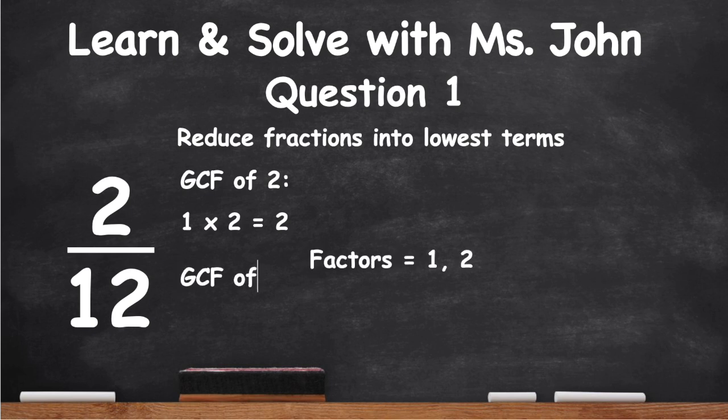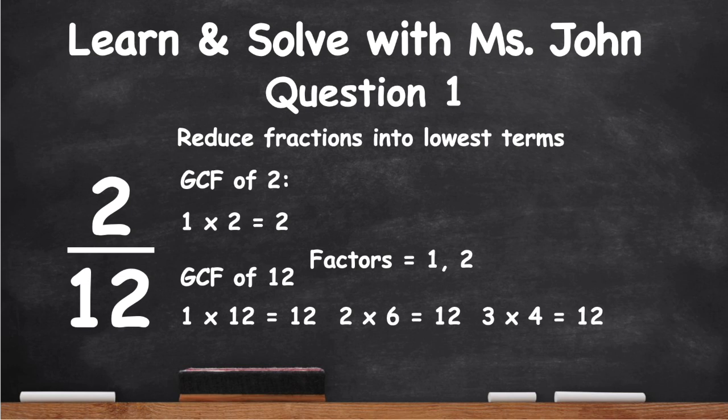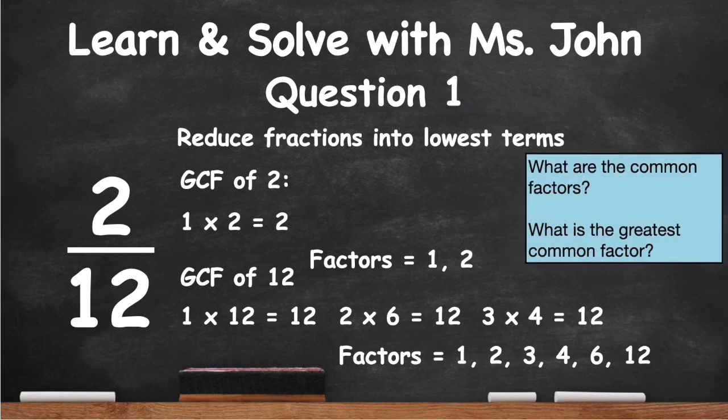The factors of 12 are 1 times 12 equals 12, 2 times 6 equals 12, and 3 times 4 equals 12. So the factors are 1, 2, 3, 4, 6, and 12. So what are the common factors? The common factors are 1 and 2. Therefore, the GCF is 2.